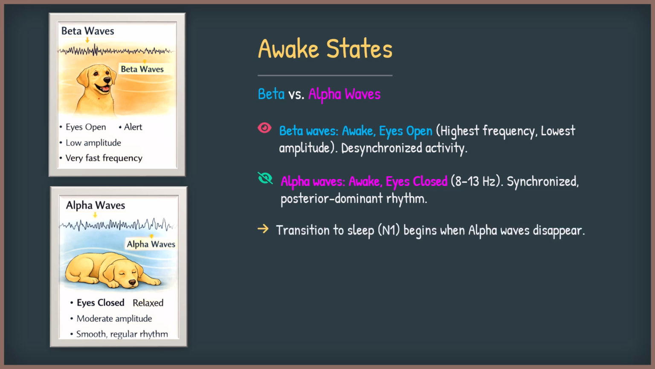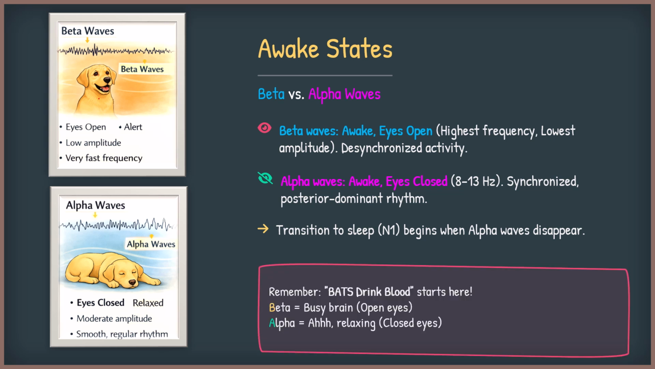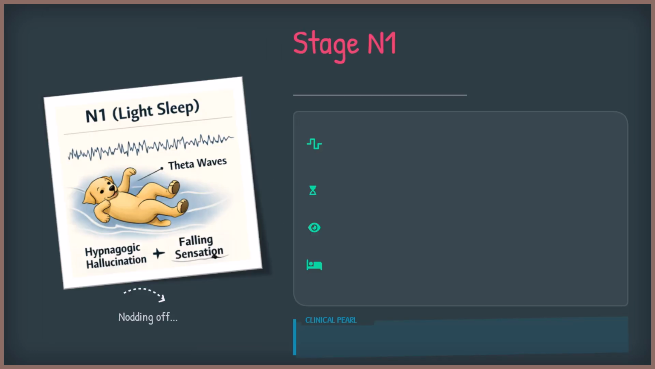It's important to note that the transition to sleep begins when the alpha waves disappear. You might have heard of the acronym BATS drink blood, and the beta and alpha waves are the first part of the BATS. So beta, busy brain, open eyes. Alpha, relaxing, closed eyes. Once the alpha waves disappear, you're going to go into stage N1 sleep.